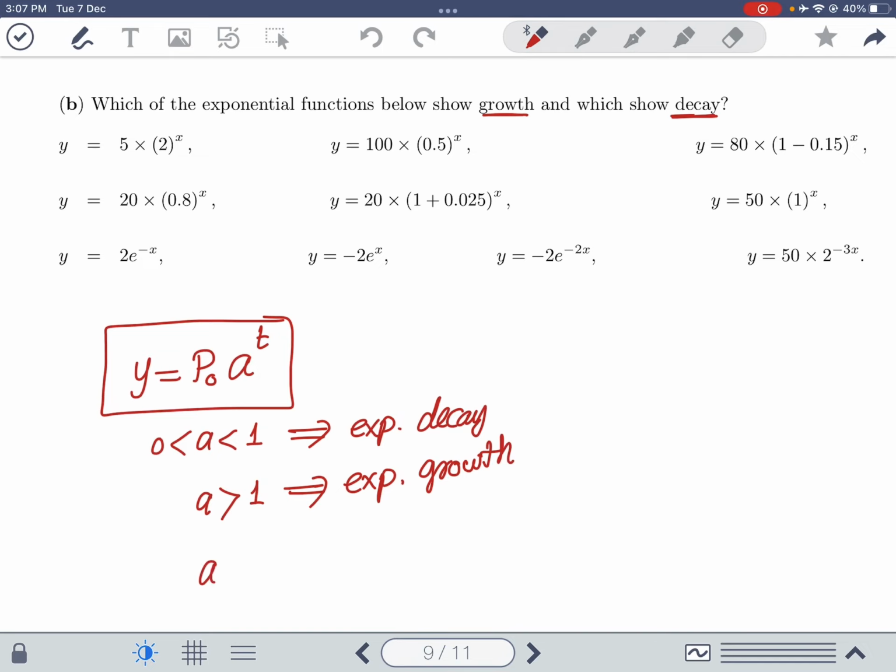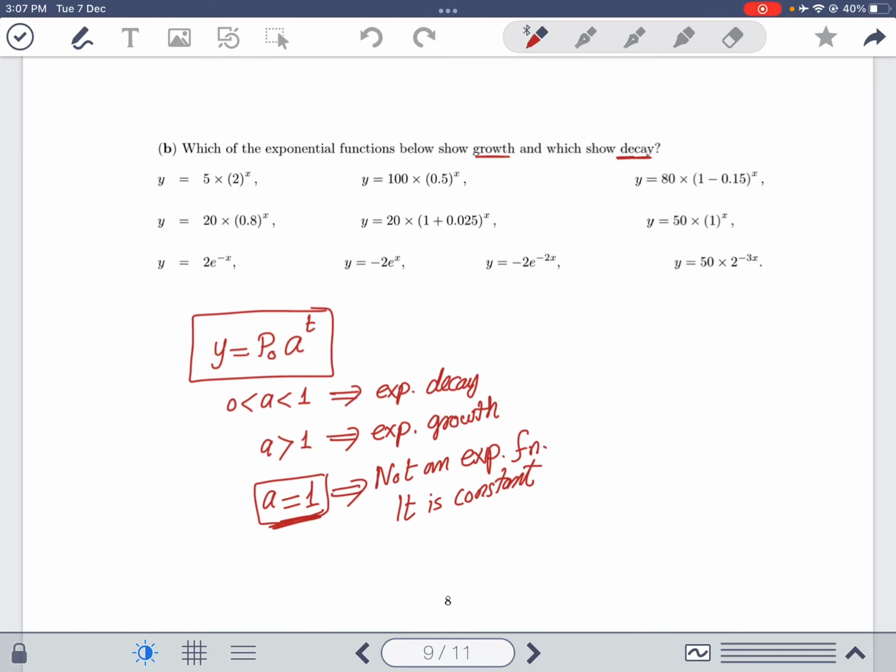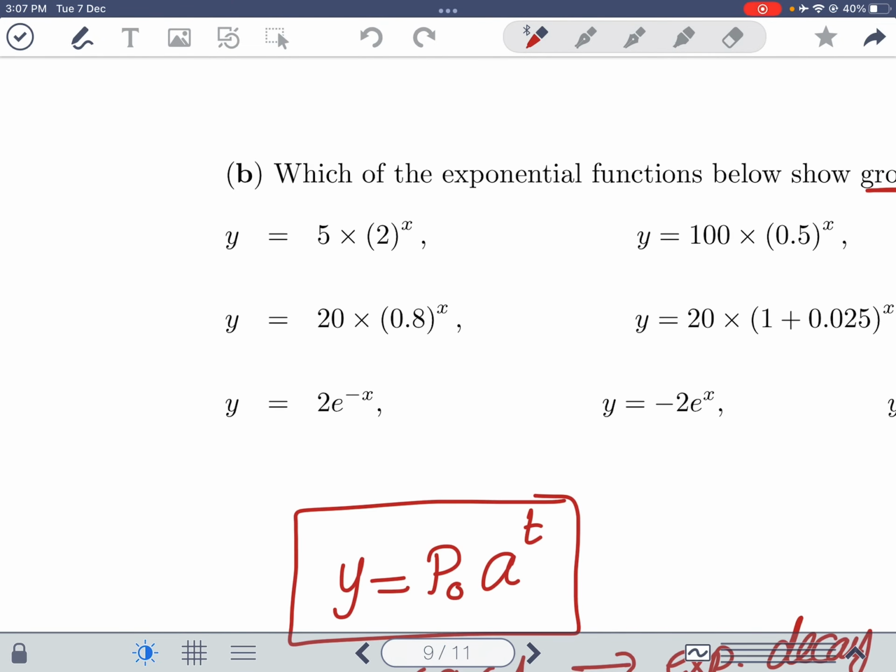And if the base is 1, there is no such thing. So you'll say this is not an exponential function. It's a constant function. It is constant when you have 1 as the base, because 1 to any power is 1. It doesn't change. Okay, good. So now let's look at them. The number here is 2, more than 1, so this is growth.